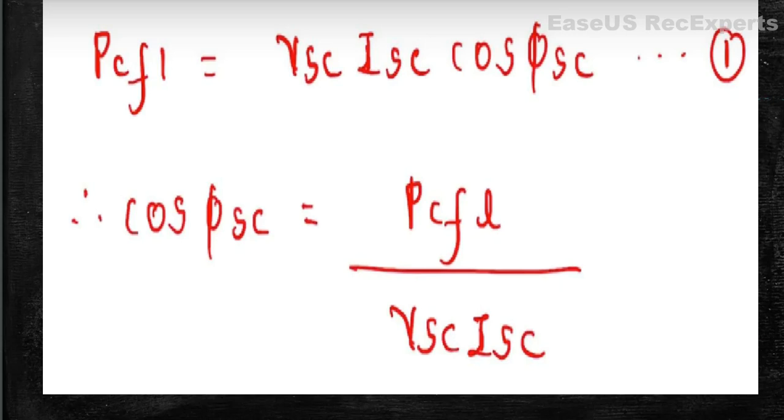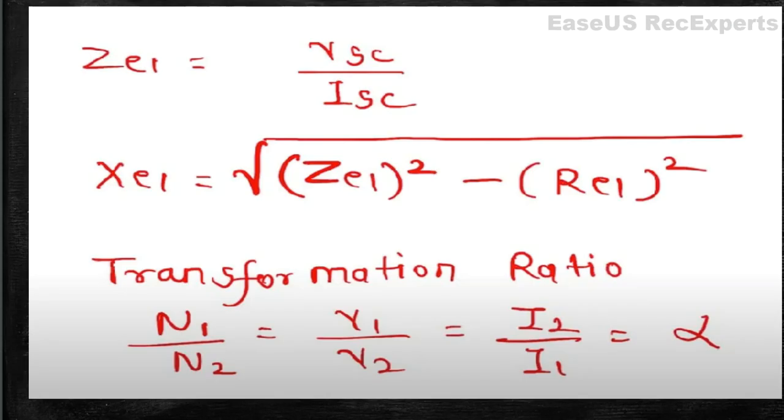So let us find the value of the equivalent resistance. RE1 is equal to PCFL divided by ISC square. Similarly, the formula for the equivalent impedance is given as ZE1 is equal to VSC divided by ISC. Now the formula for the equivalent reactance can be written as XE1 is equal to under root ZE1 square minus RE1 square.